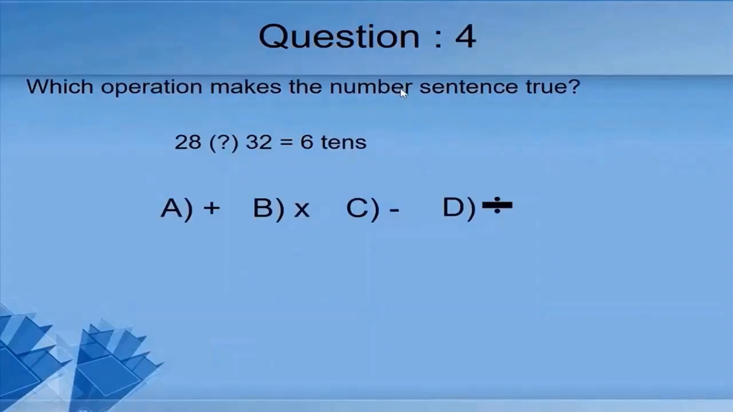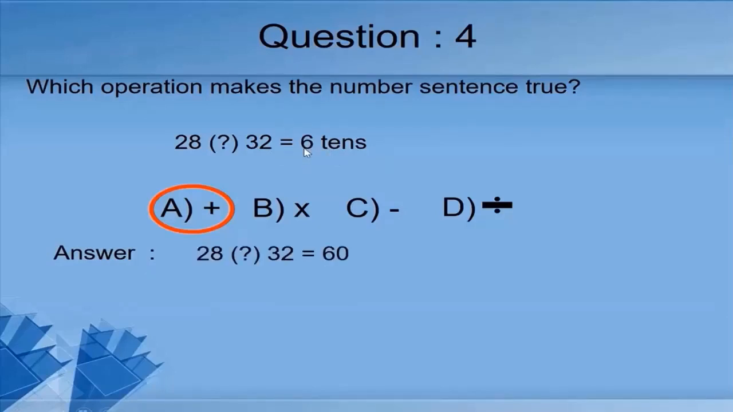Now question number 4. Which operation makes the number sentence true? 28 question mark 32 equals 6 tens. The answer to this one will be plus. Now let us see why. First we will convert these tens to ones. So 28 question mark 32 equals 60.